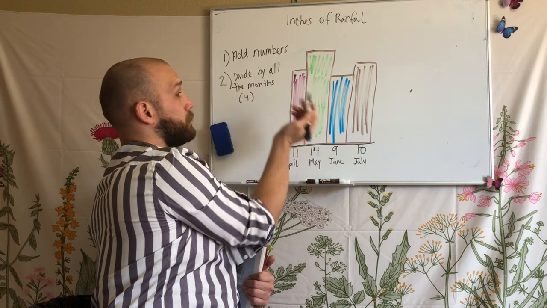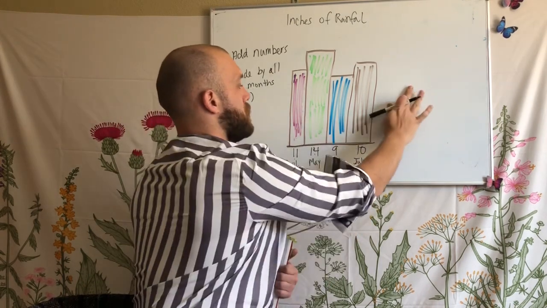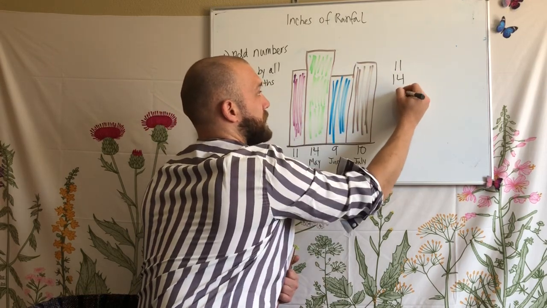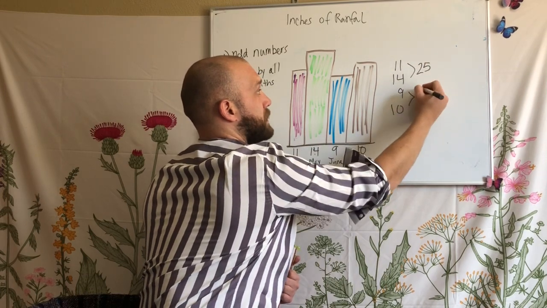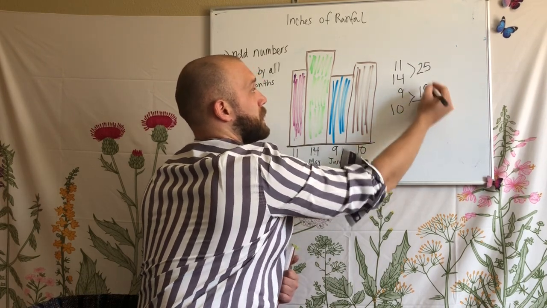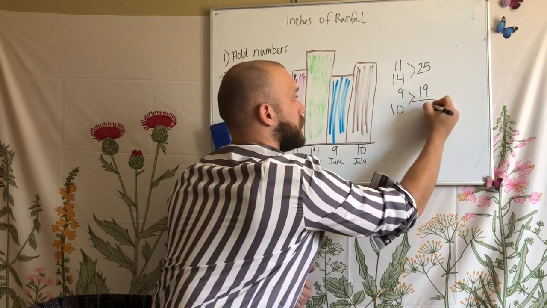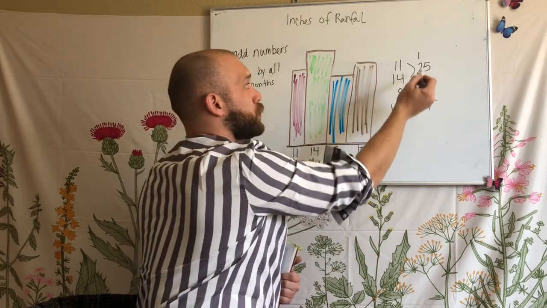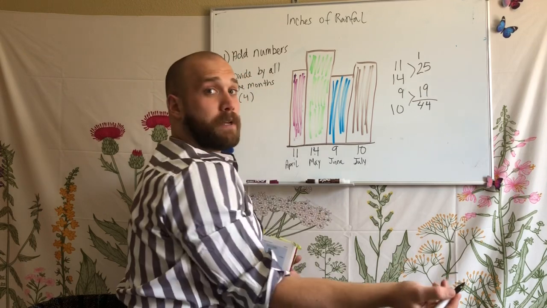Parentheses 4. So, step 1, add up 11, 14, 9, and 10. I know that's 25, I know that's 19. 9 plus 5 is 9, 10, 11, 12, 13, 14. I like to check my work using my fingers. It's a free tool. So I know I have 44.